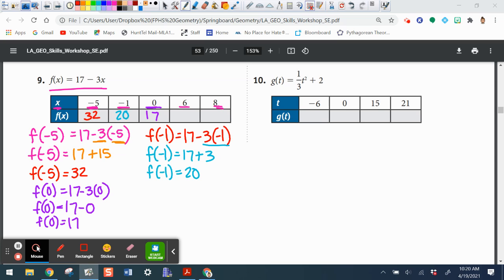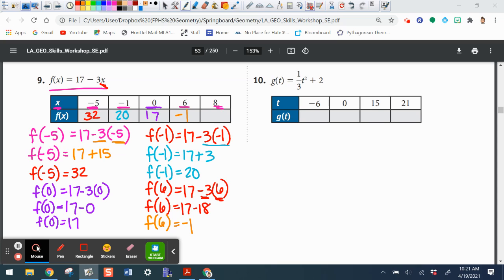Now let's do an input of 6. So f of 6 is equal to 17 minus 3 times, and again, if you've lost track, we're just replacing x with 6. Order of operations, we'll multiply first. So -3 times a +6 is -18. And 17 take away 18 is none other than -1. So f of 6 is -1.